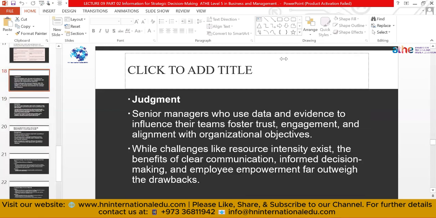Judgment. Senior managers who use data and evidence to influence their team foster trust, engagement, and alignment with the organizational objectives. However, challenges like resource intensity exist. The benefits of clear communication are not a weakness or a challenge, but it's true that when you give more autonomy to the workers, the subordinates, things do get really difficult at the end. Informed decision making and employee empowerment outweigh the drawbacks. So, yes, problems do exist, but the strengths are quite a lot.